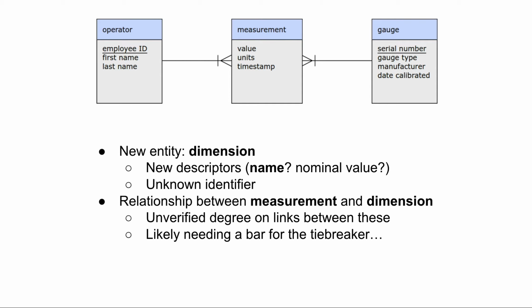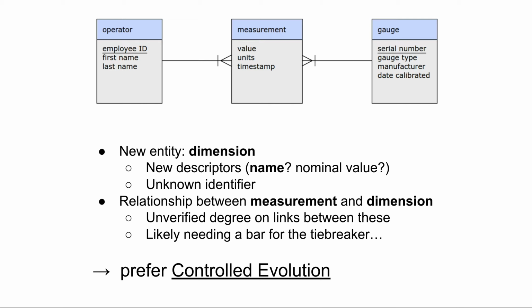In data modeling, although we want to allow the users to drive the decisions, we don't want to get carried away. Instead, we always want to prefer controlled evolution. So out of all of these concerns, which do we address first? As always, we want to stay grounded. Entities are more grounded than relationships, so let's get the new entity established first. In fact, let's go exactly in this order.